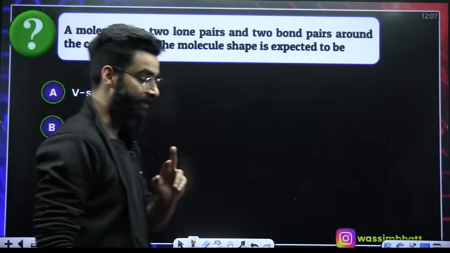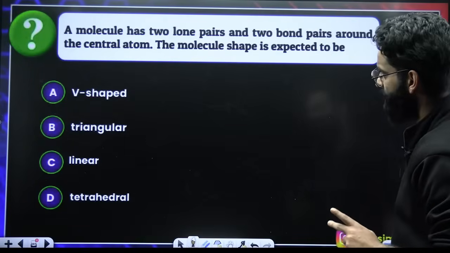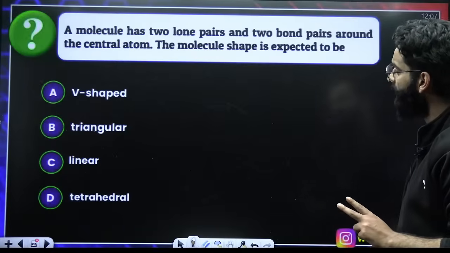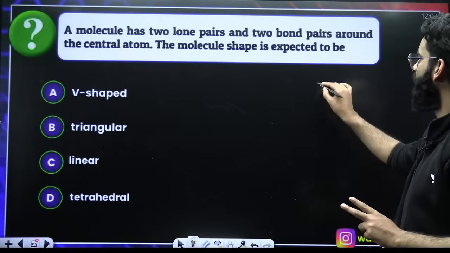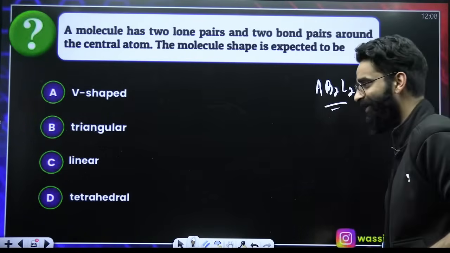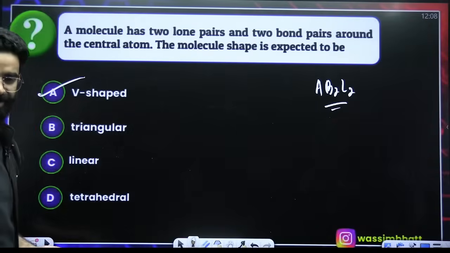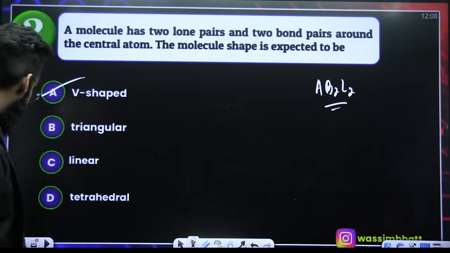A molecule has 2 lone pairs and 2 bond pairs around the central atom, right? The molecule shape is? It is AB2L2. By VSEPR, V-shaped. Right? Yeah?